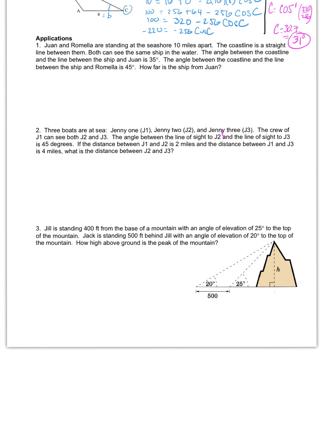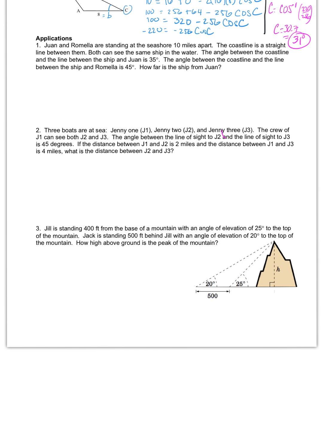Okay, like I said before in the beginning, I hope I said this, but if I didn't, we use a lot of application with law of sines and cosines, and so we're going to do a few examples that you would see. So here: Juan and Ramela are standing at the seashore 10 miles apart. The coastline is a straight line between them. Both can see the same ship in the water. The angle between the coastline and the line between the ship and Juan is 35 degrees. The angle between the coastline and the ship and Ramela is 45 degrees. How far is the ship from Juan?